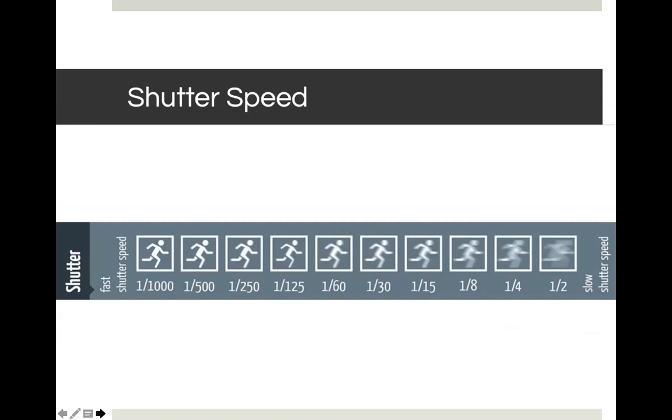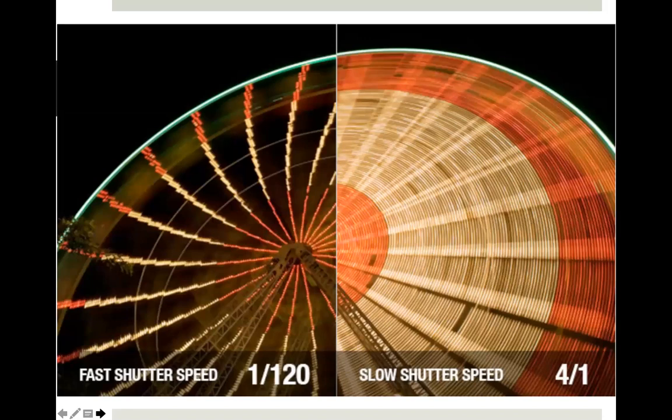However, at a certain point, you're not going to be able to hand hold your camera because you will show a bunch of shake. On the other end, a faster shutter speed is really going to freeze that motion and stop action. So you can see fast versus slow here.